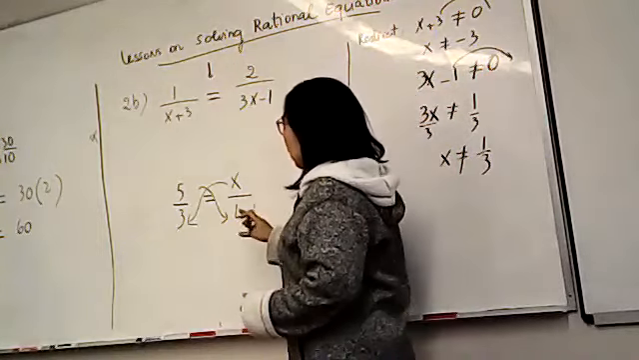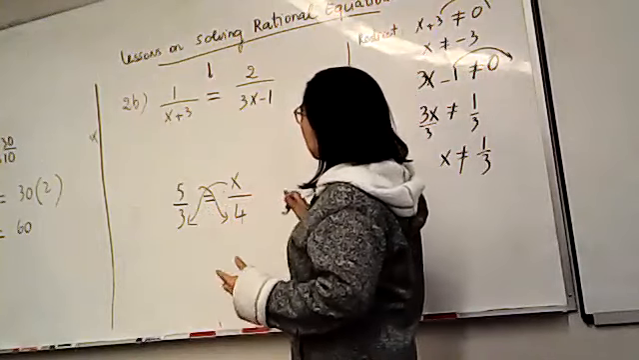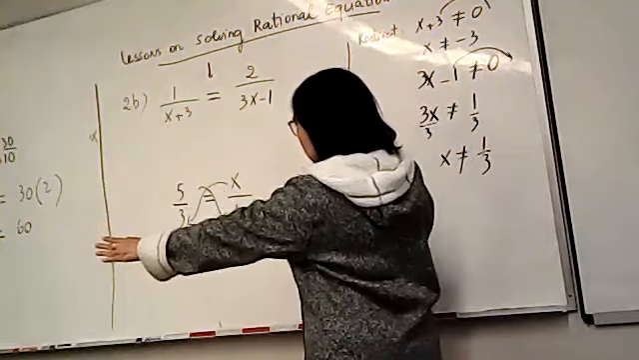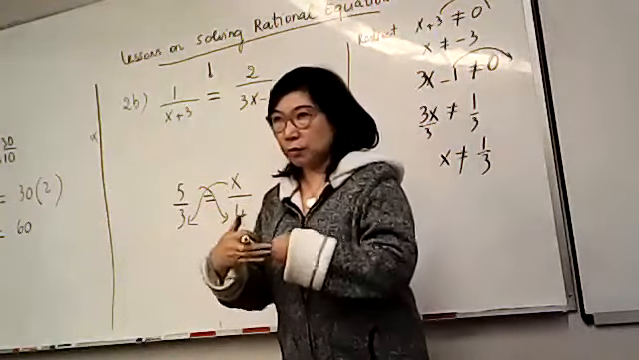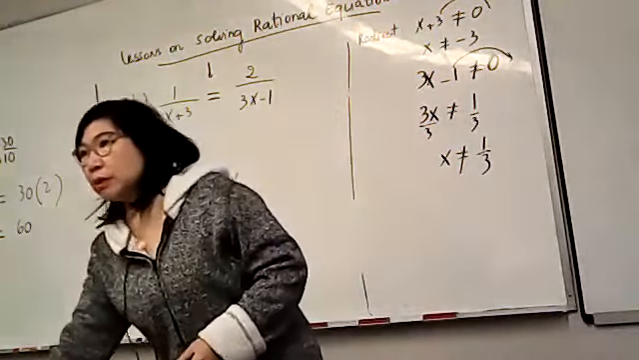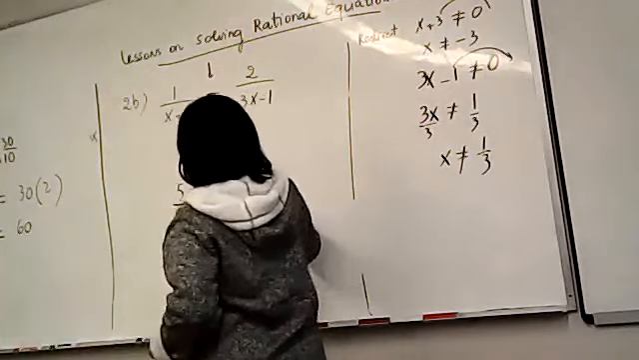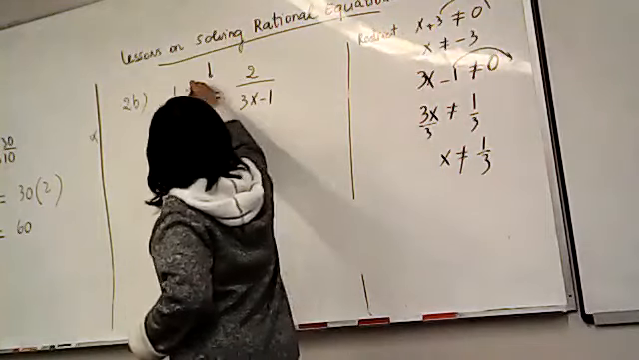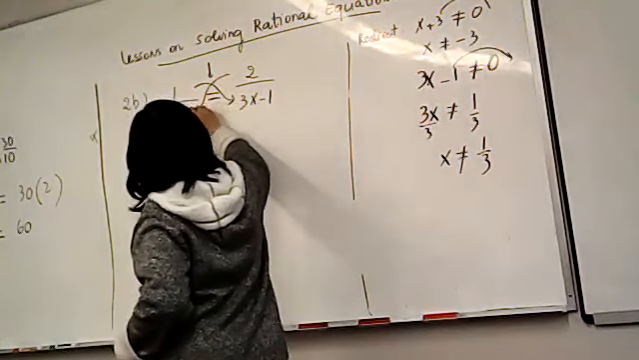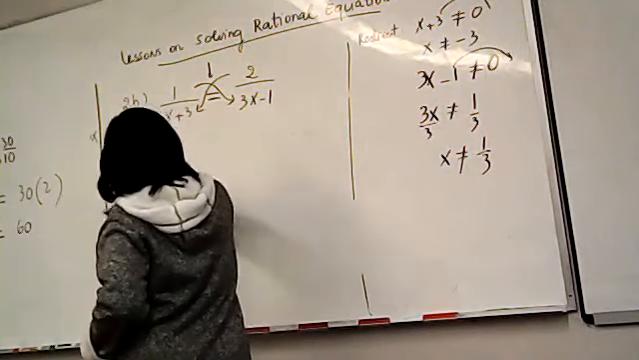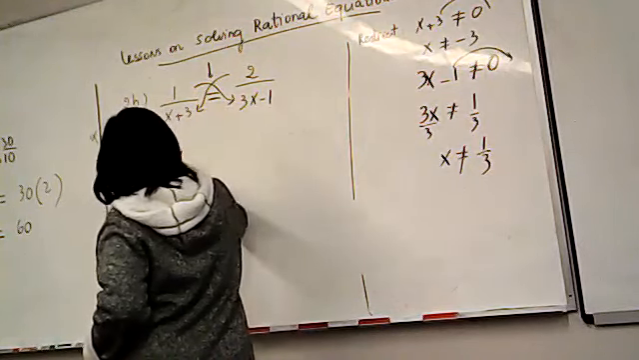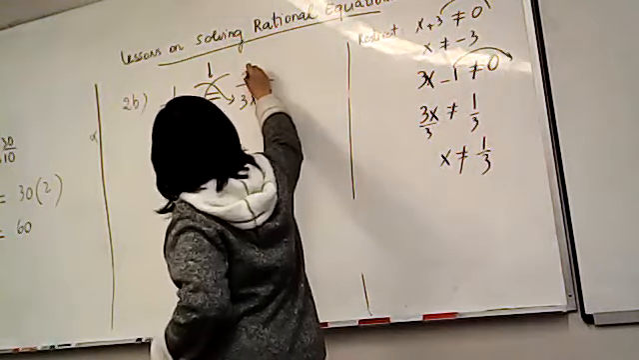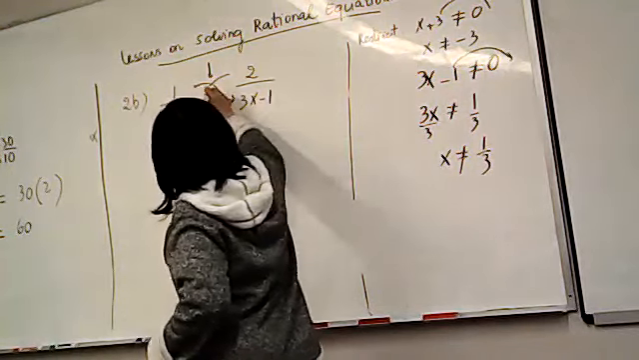Okay? So now, based on this, everybody agree with me, the cross multiply works. Left side still equals right side if we do cross multiply, right? So now let's do it that way for this one. Okay? So I'm going to cross multiply to get rid of fraction. So 1 times 3x minus 1 equals top times bottom, top times bottom.